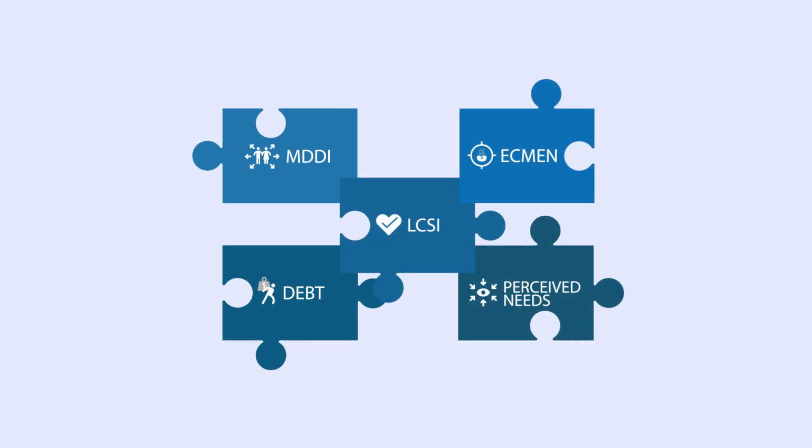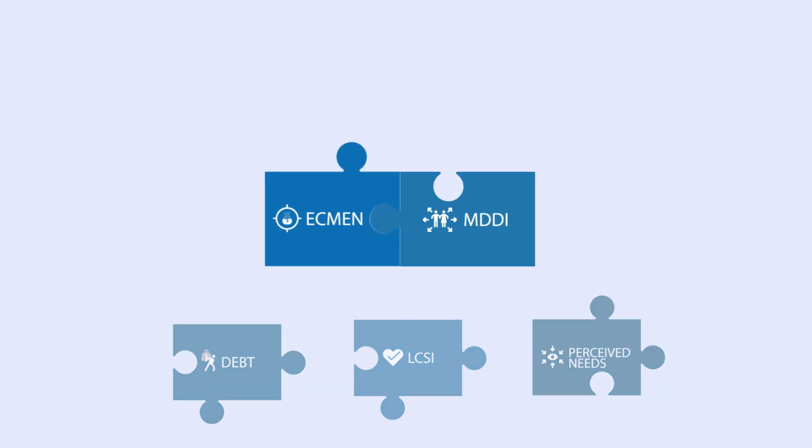A holistic view of essential needs. How can you piece everything together? Combining the ECMEN indicator and MDDI can help you understand which needs are unmet due to reasons other than economic constraints. Households might not be able to meet their education needs despite having the economic capacity, because, for example, there are no schools in their area.